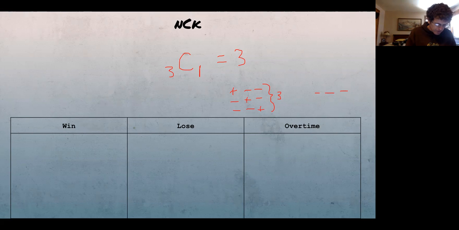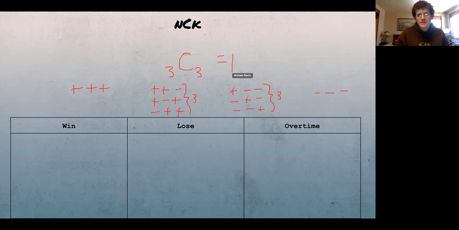Now I'll try the next one. 3 choose 2, that means 2 successes. And there we can see that's also going to be 3 outcomes. And finally, 3 choose 3 would be 3 successes. That's where I have to make all 3 in a row. So there's only 1 outcome.